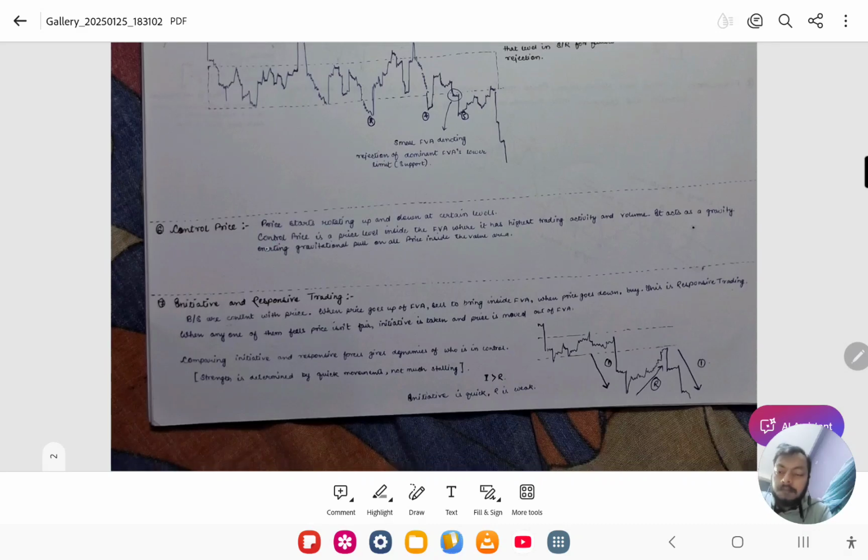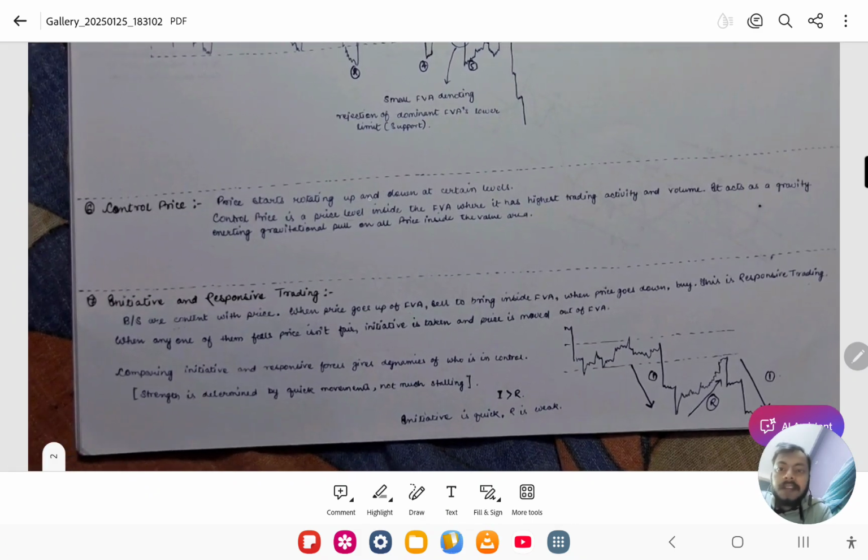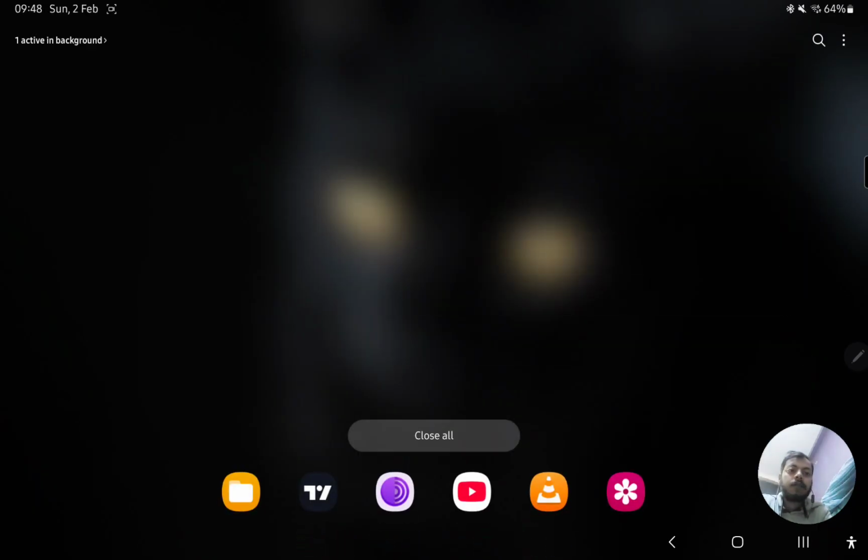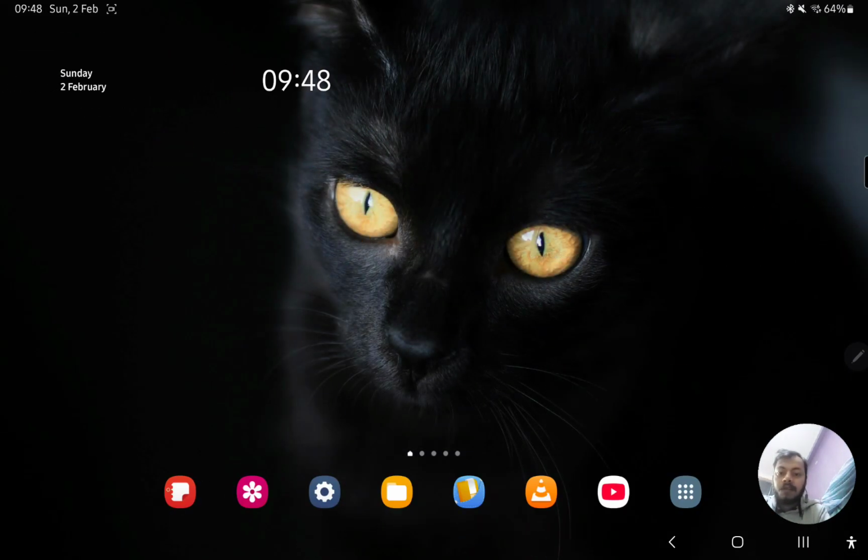So now continuing it. The next topic is control price. So let's see what is written. Price starts rotating up and down at certain levels. Control price is the price level inside the fair value area where it has highest trading activity and volume. It acts as a gravity, exerting gravitational pull on all price inside the value area. So let's study it on notepad.